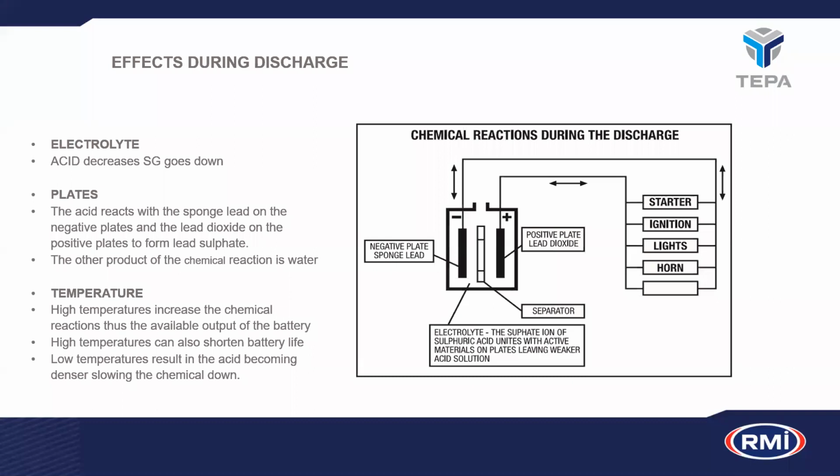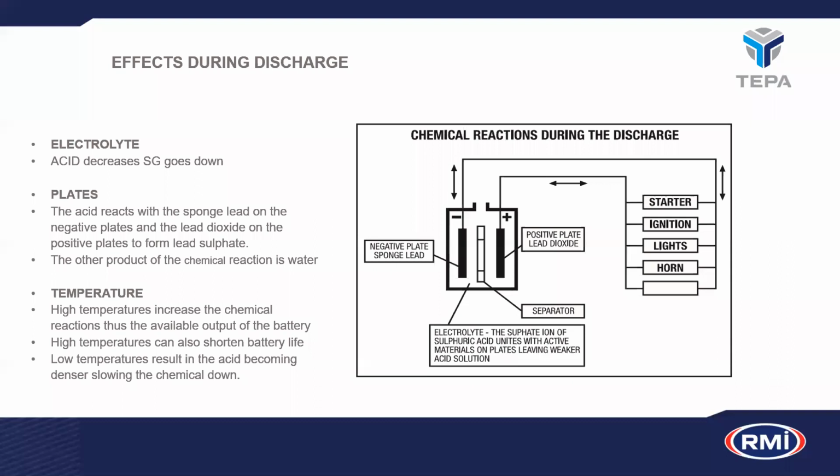So high temperatures increase the chemical reactions, thus the available output of the battery. But too high a temperature can also shorten the battery life. And it can go into an overload situation where the plates can warp if you draw too much current too fast out of the battery.